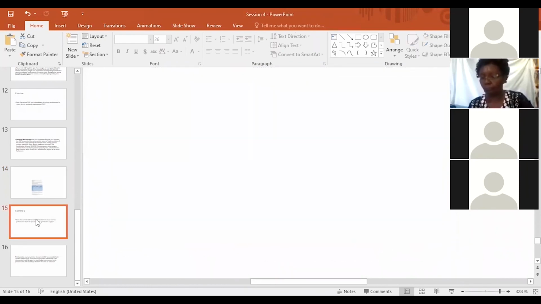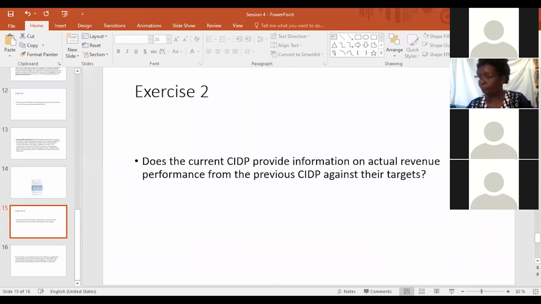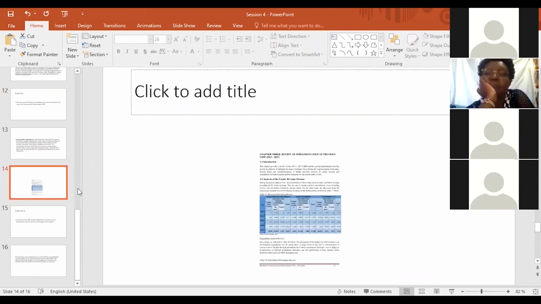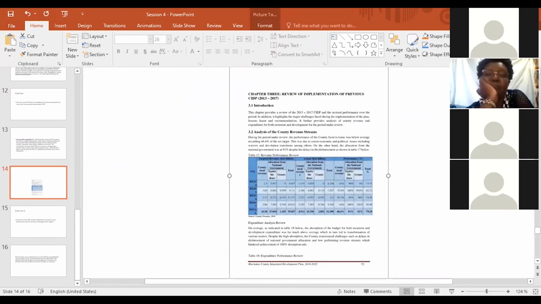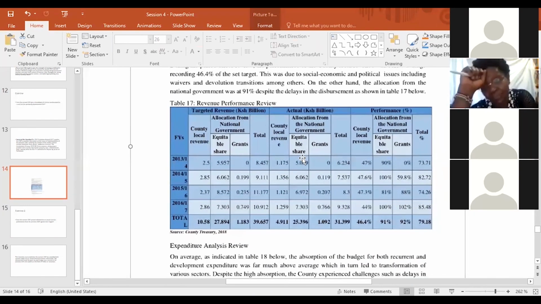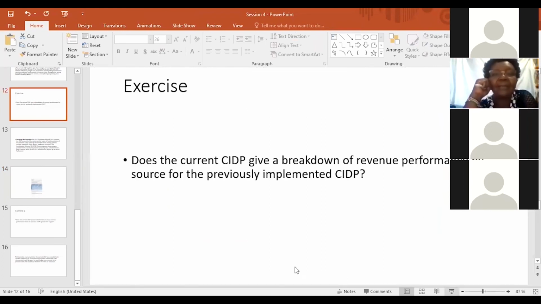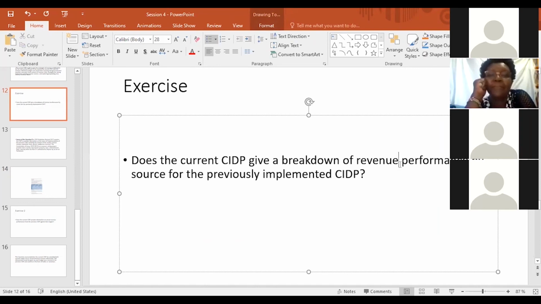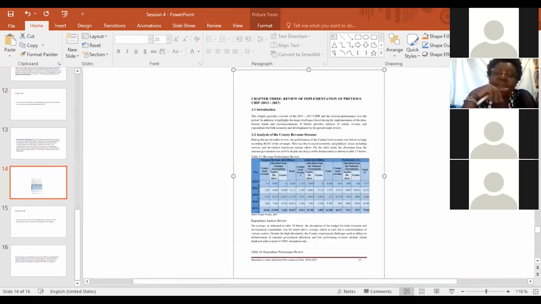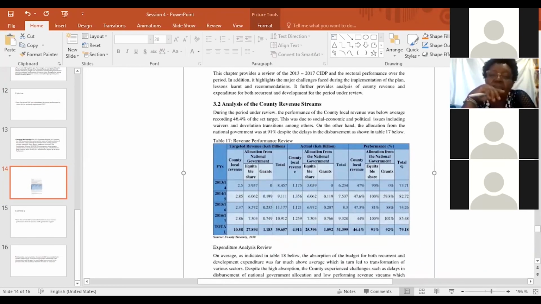If we look at this exercise, does the current CIDP give a breakdown of revenue performance by source for the previously implemented CIDP, like the one that we have discussed? Does it give it in detail, as I had shared? Personally, I believe this is a summary. What is the question, first of all? The question is, does the current CIDP give a breakdown of revenue performance by source of the previously implemented CIDP? Yeah, they are reporting the current vis-a-vis last year's. Oh, they have reported. Okay, that is good.